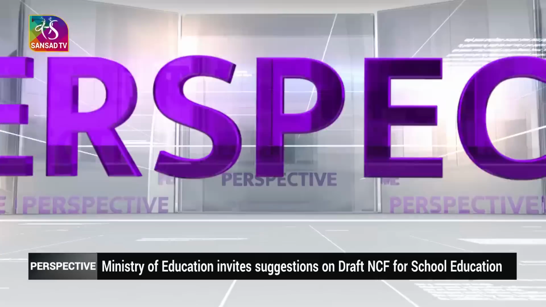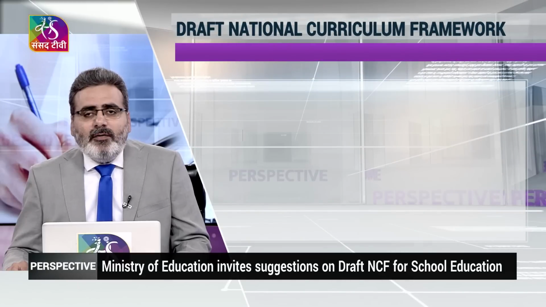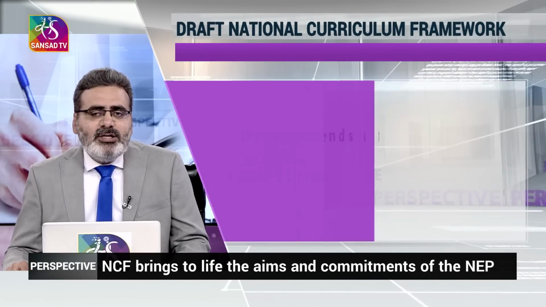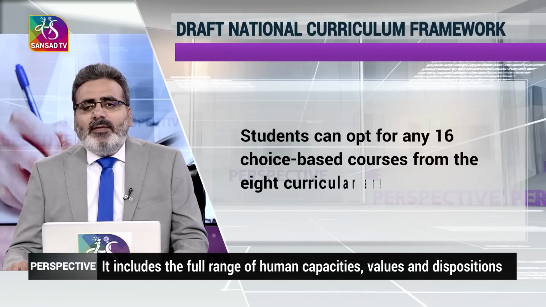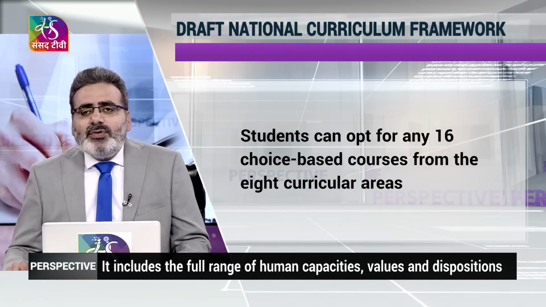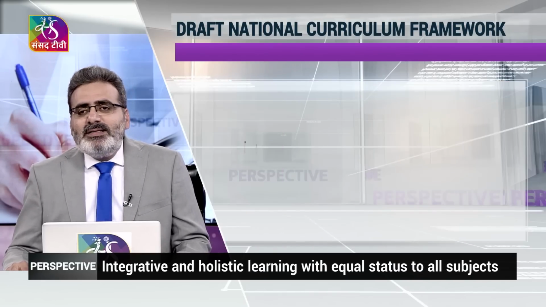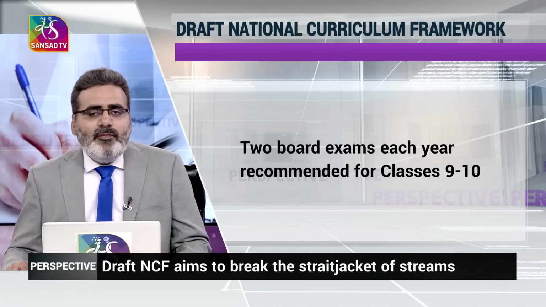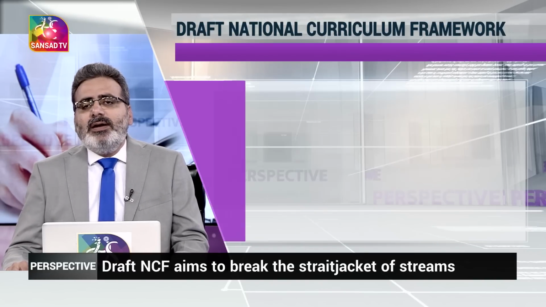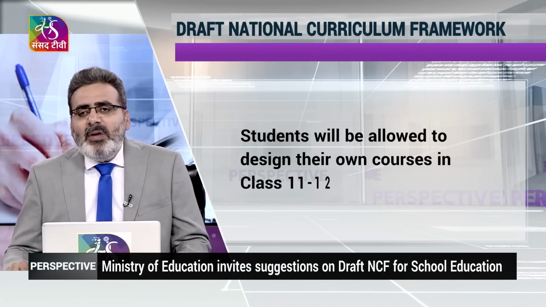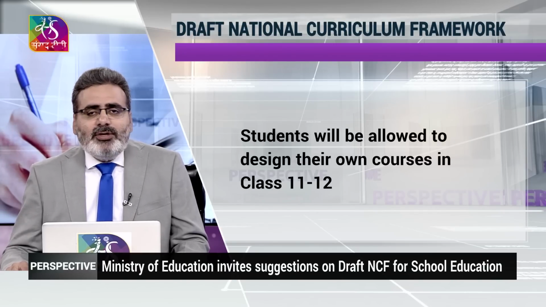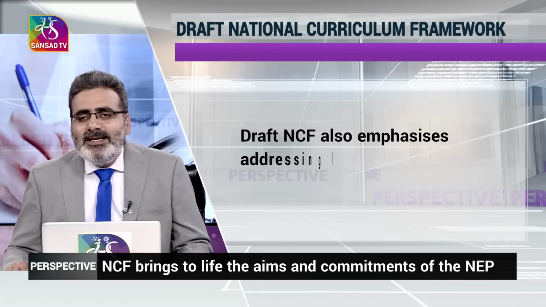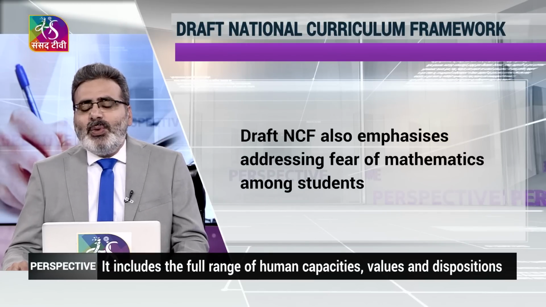The draft NCF aims to break the straitjacket of streams and recommends a bouquet of 8 curricular areas, each for class 9, 10th and class 11, 12th as well. In class 11, 12, students can opt for any 16 choice-based courses from the 8 curriculum areas to be covered over 4 semesters. These 8 curricular areas are humanities, mathematics and computing, vocational education, physical education and sports, arts education, social science, science and interdisciplinary areas as well.